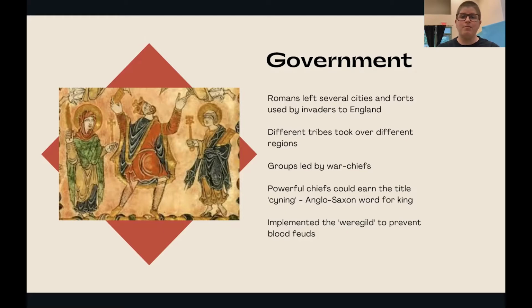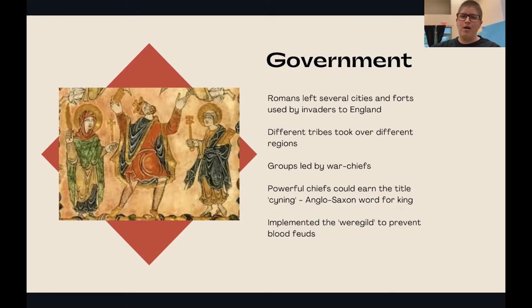And they implemented something called a weregild that was used for a good while in Britain, and it was to prevent blood feuds. So what would happen is, let's say you had a family member that killed someone else's family member. Your guilty party member, your family, would be required to pay the other family damages for the lost person.